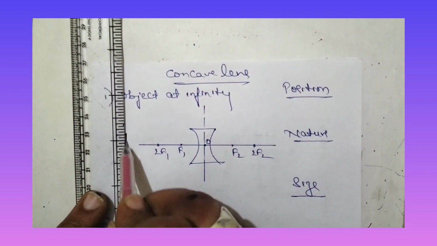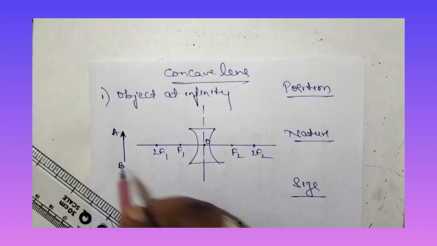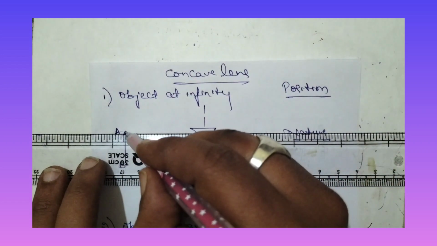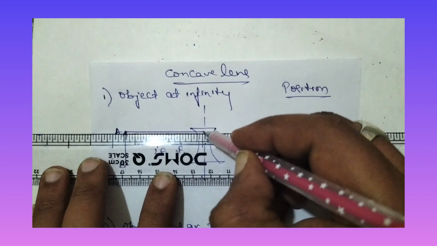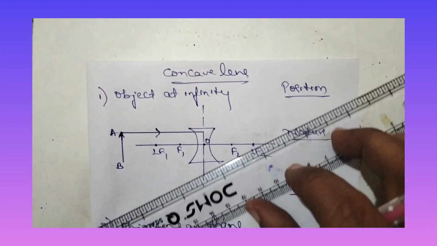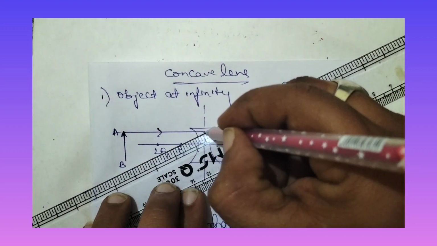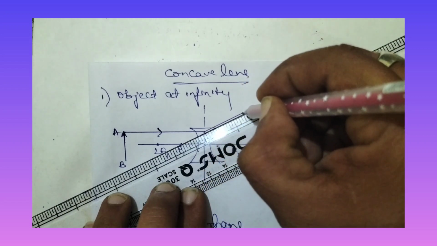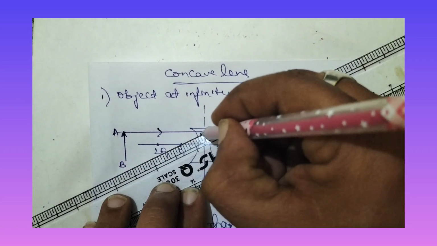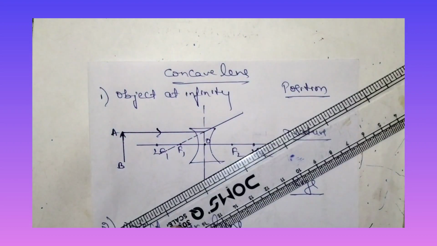So we are keeping the object at infinity. When the object AB is kept at infinity, the light ray which is parallel to the principal axis, after refraction, should pass like this. The light ray will diverge, but instead of that, the light ray will pass through principal focus F1.